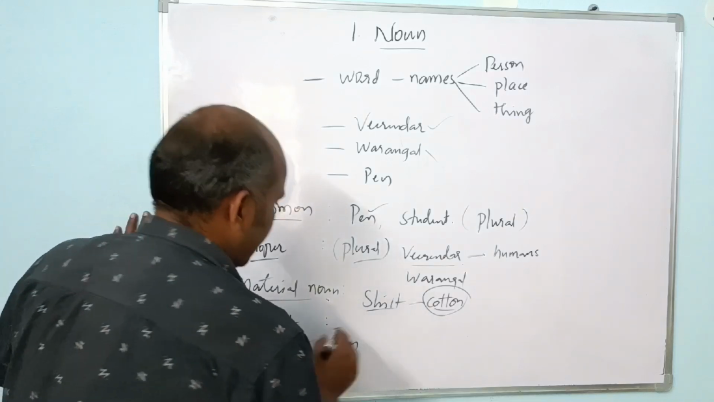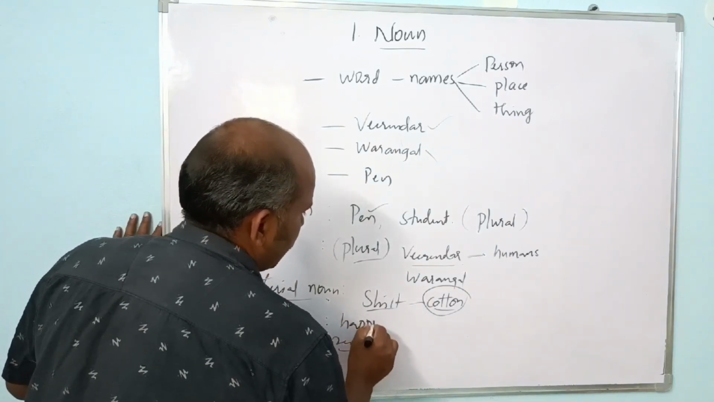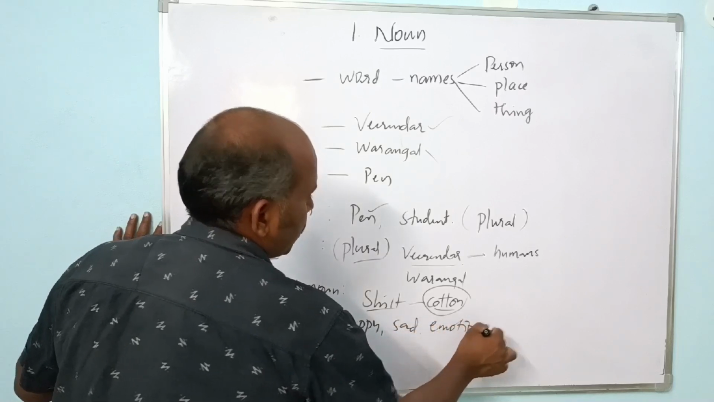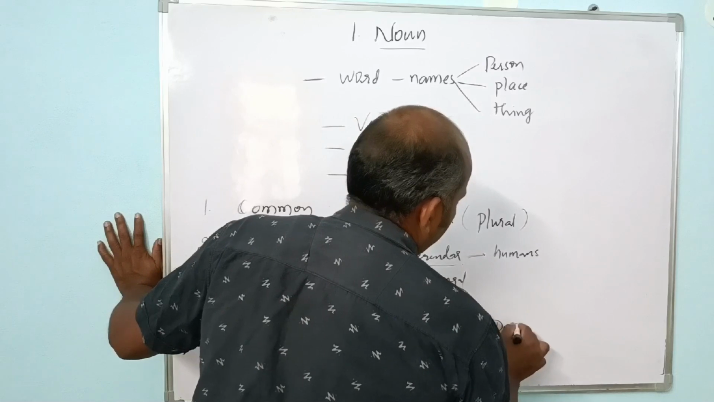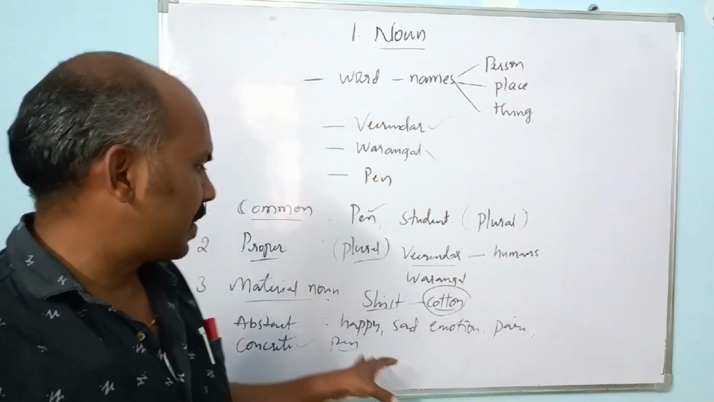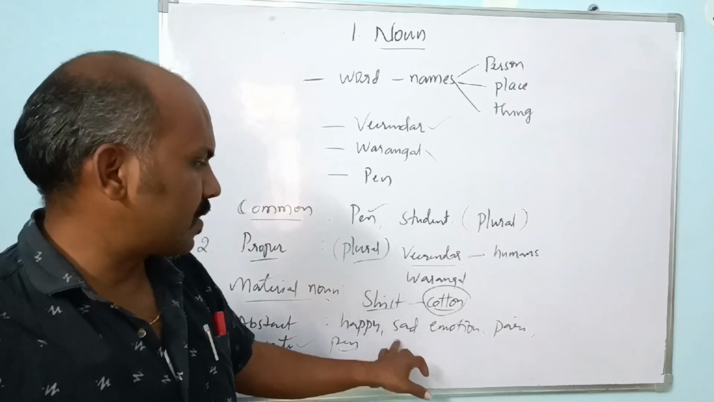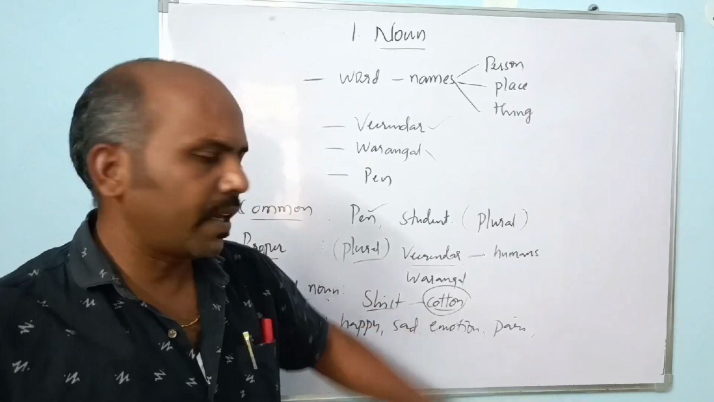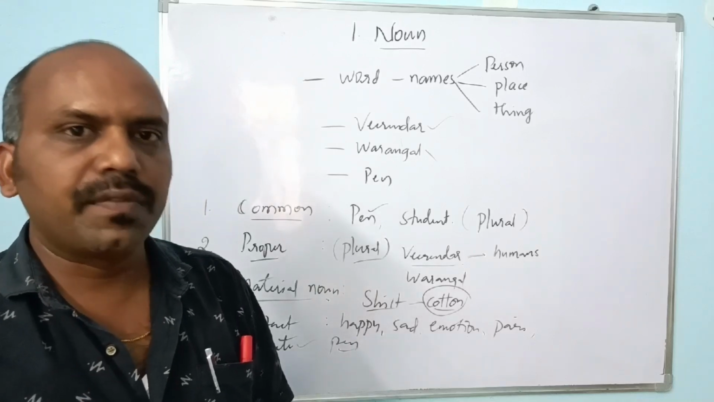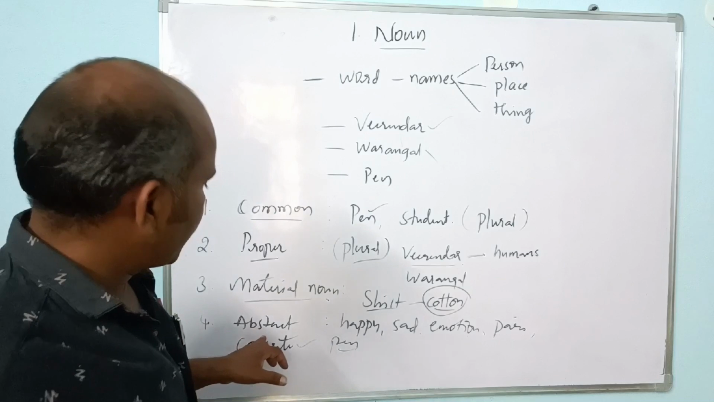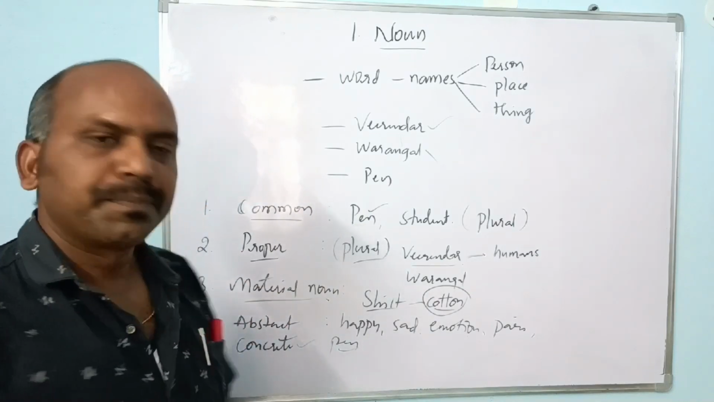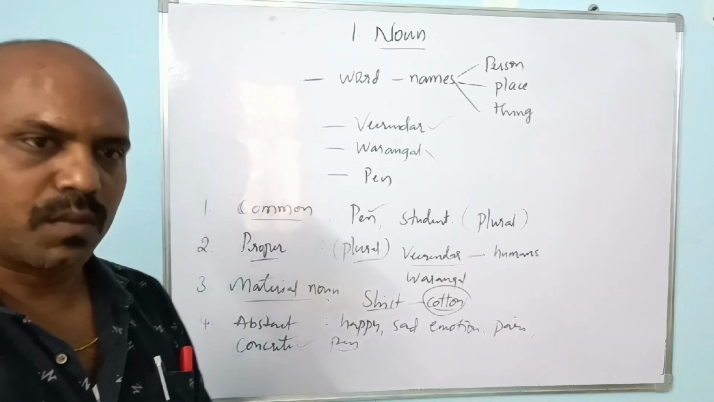Those are just feelings, right? Happy, sad, emotion, and pain. These all come under things we cannot see. Happy we cannot see, we can just feel. Sad also we cannot see, we can just feel. Pain also we can't see, we can just feel. So those are just feelings which we cannot touch physically, and they come under abstract noun, and those which we can feel physically all come under concrete nouns, right?